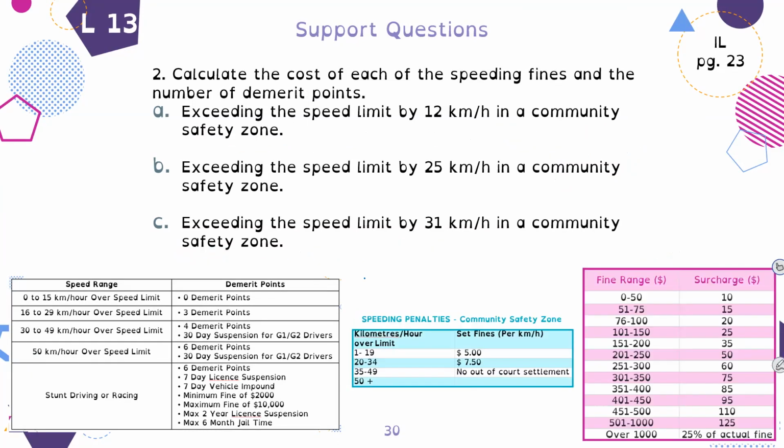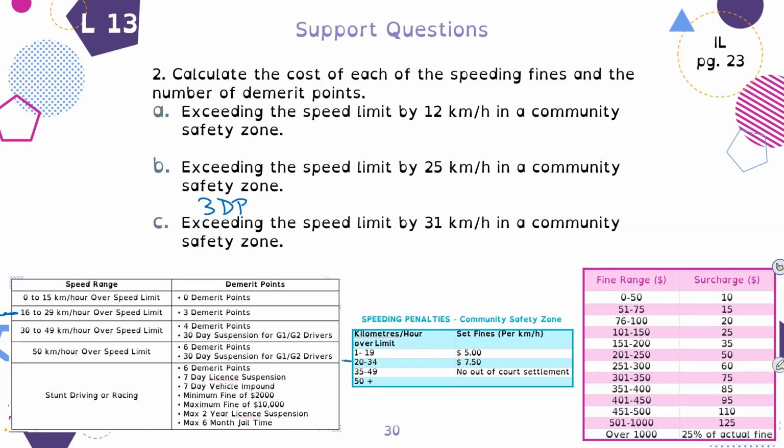All right, number 2, calculate the cost of each of the speeding fines and the number of demerit points again, but this time we are in a community safety zone. So that means that we need to use this chart here. Again, you have to look it up in your booklet because in community safety zones, the fines are higher. So let's just do part B, exceed the speed limit by 25 kilometers an hour in a community safety zone. It's still 3 demerit points because it's still between 16 and 29 kilometers.